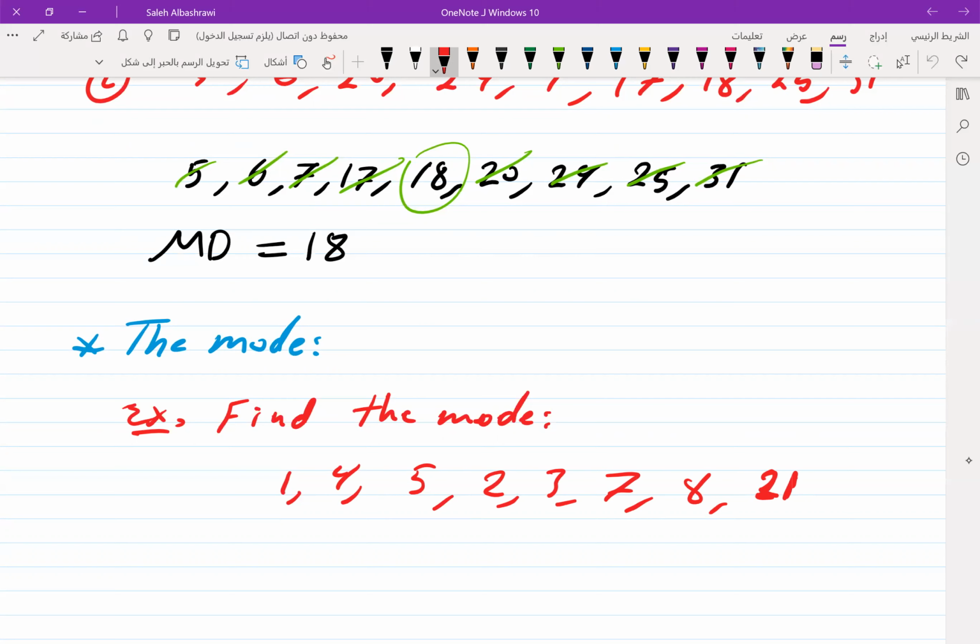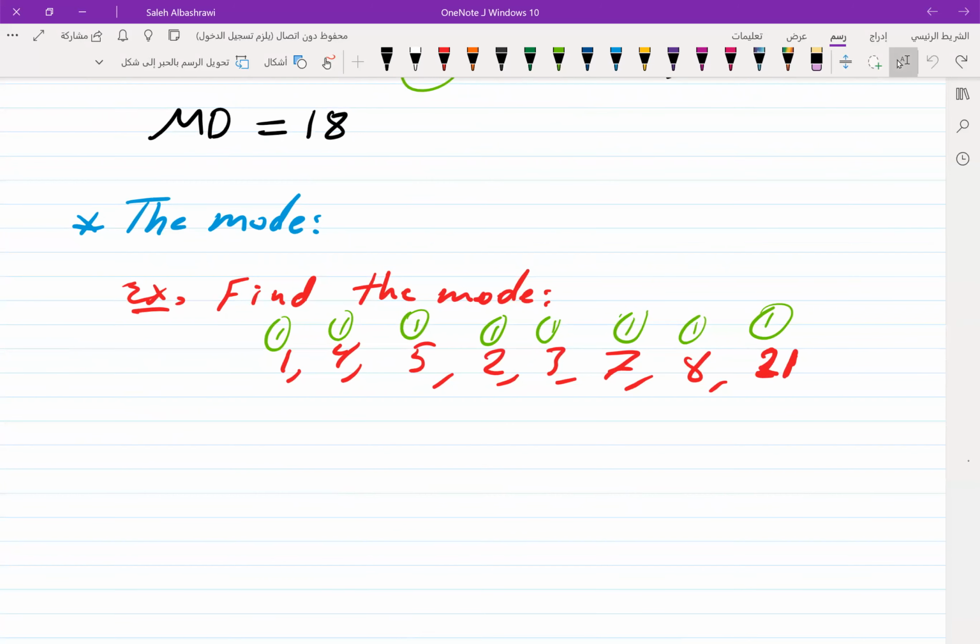So we are looking for the value that is repeated the most. Let's see. Number 1, how many times was it repeated? Only one time. Number 4, only one time. 5 is one time. 2, only one time. 3 is one time. 7, only one time. 8 is one time, and 21, only one time. So this set has no mode. There is no value repeated more than the others. So for this set, there is no mode for the given values.